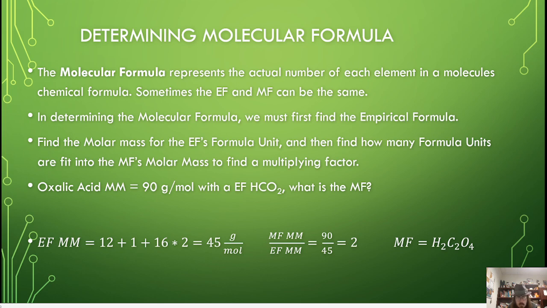With that in mind, 45 goes into 90 2 times, meaning it's a ratio of 2 formula units fit into 1 molecule. So the singular molecule is actually H2C2O4. We've doubled the amount of all the atoms involved.